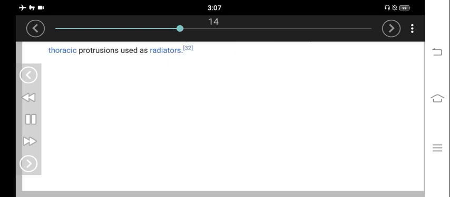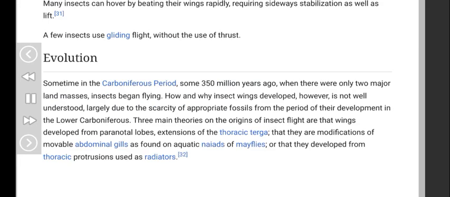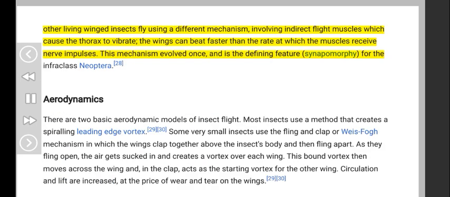All other living winged insects fly using a different mechanism, involving indirect flight muscles which cause the thorax to vibrate. The wings can beat faster than the rate at which the muscles receive nerve impulses. This mechanism evolved once, and is the defining feature, synapomorphy, for the infraclass Neoptera.